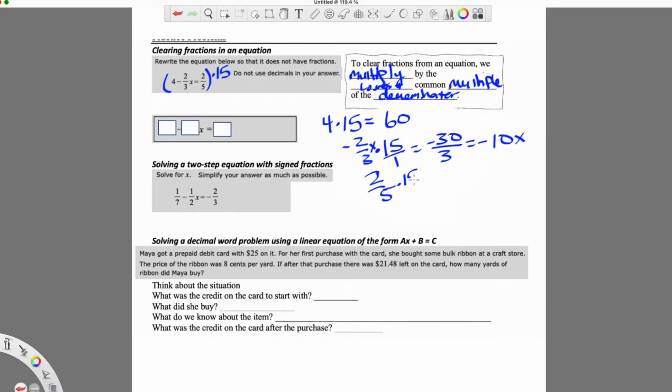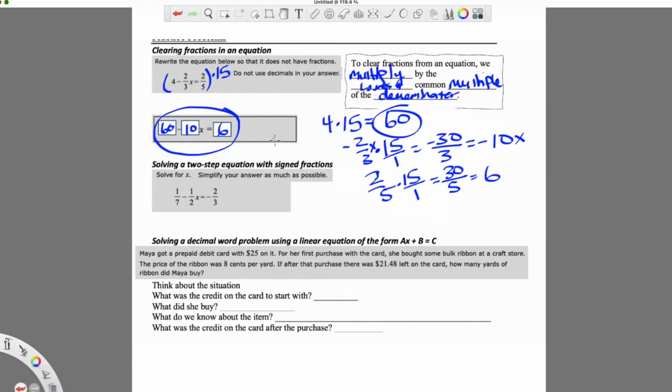And then I also have 2/5 times 15. Again, there's a 1 there, so 2 times 15 gives me 30, and 1 times 5 gives me 5. 30 divided by 5 gives me 6. So now this is what I want to replace all these numbers with. Instead of 4, I got 60. The negative 2/3 x times 15 got me negative 10x. And 2/5 times 15 got me 6. Now I have a much easier problem because I eliminated those fractions. We can definitely solve it with the fractions, but eliminating them makes it much easier.